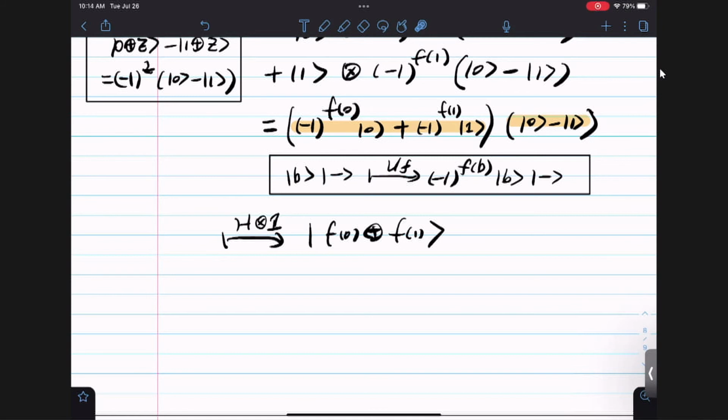Okay? So because if they're the same, let's say they're both 0, then you have |+>. So Hadamard brings you back to |0>. If they're not the same, say this is 1, this is 0, this is 1, then we have |0> minus |1>. That's |->. Under Hadamard, we get back |1>. So in either case, we get exactly |f(0) plus f(1)>. And that's exactly what we need to determine the two cases.